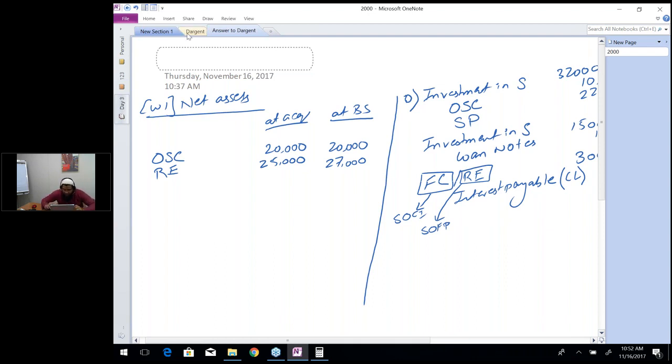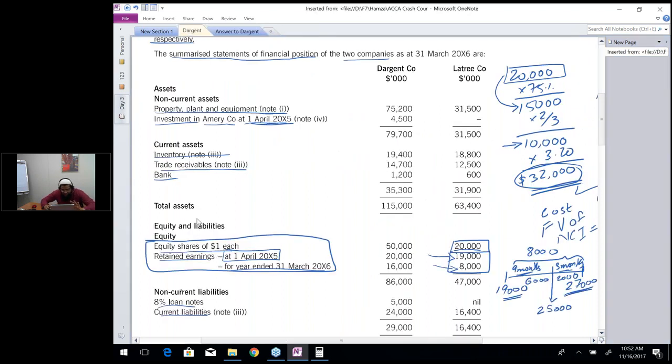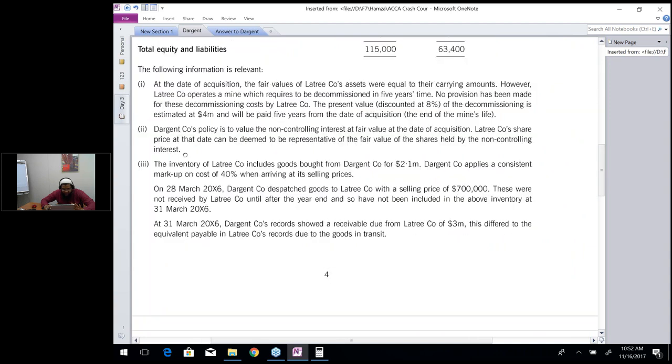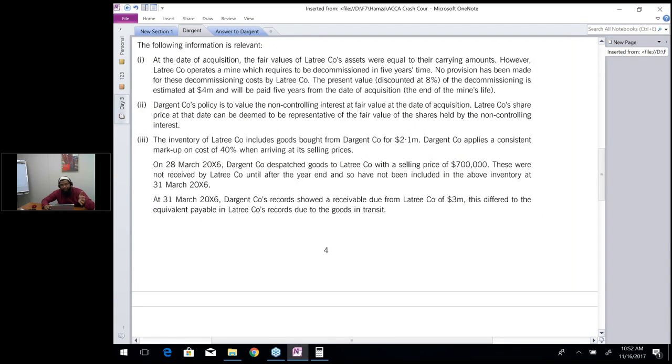Okay, now back to the question. Now let's start reading the adjustments, and we will be incorporating the adjustments into working number 1. So let's start. The question says that at the date of acquisition, the fair value of Latric Company's assets were equal to their carrying amounts.